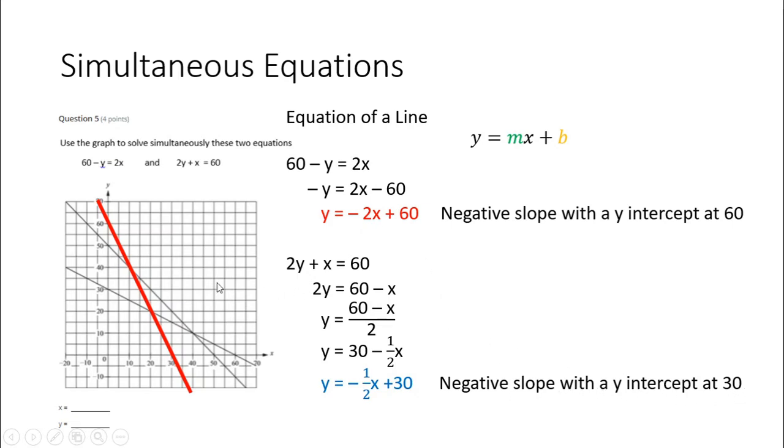Looking over on my graph here, this one's got a y-intercept of 50, this one's got a y-intercept of 30. It is a negative slope, but it is not as steep as this one, so that's going to be the line.